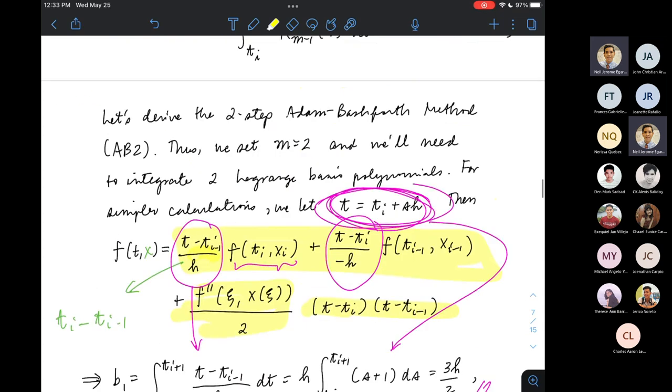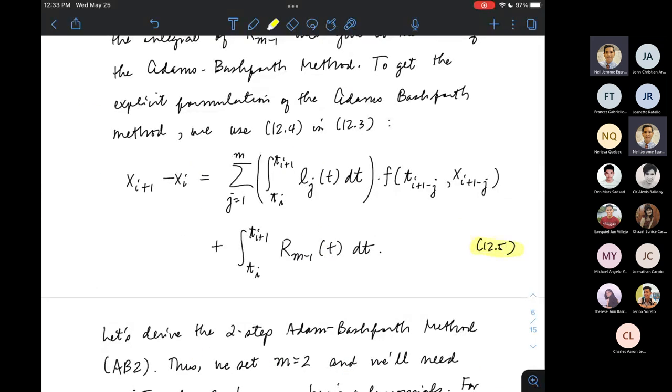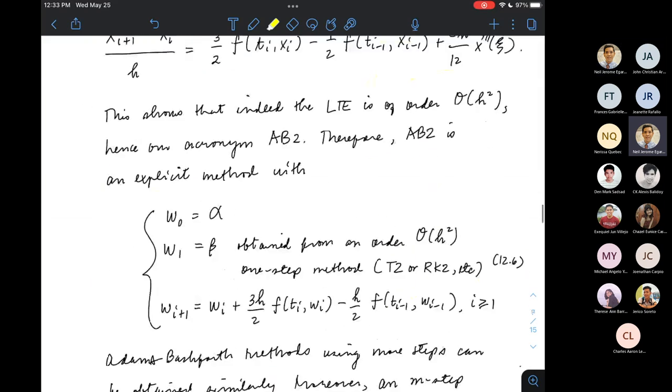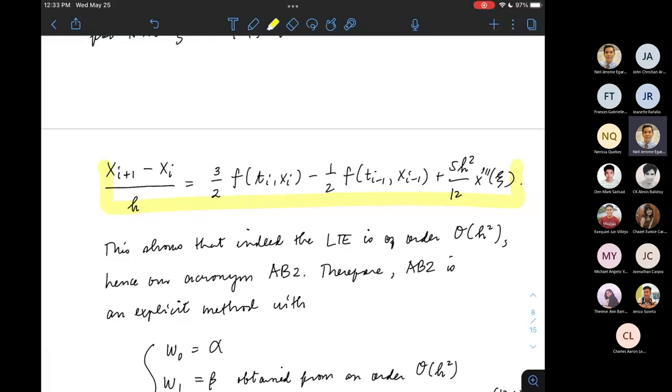Tapos, isusulat ko to. Sige, plug in ko na itong mga integrals na to dito sa form ng equation 12.1 with m equals 2. And then I'll get this, after dividing both sides by h. Remember yung error ay lagi nating kinocompute, yung LTE o yung local truncation error, lagi nating tinitingnan dun sa pagpapalit ng derivative by a difference equation. That's how we define the LTE. That's why even though we have equation 12.5 in the form of x sub i plus 1 minus x sub i serving as the left-hand side, to get the local truncation error, we need to write the right-hand side in terms of a difference equation.